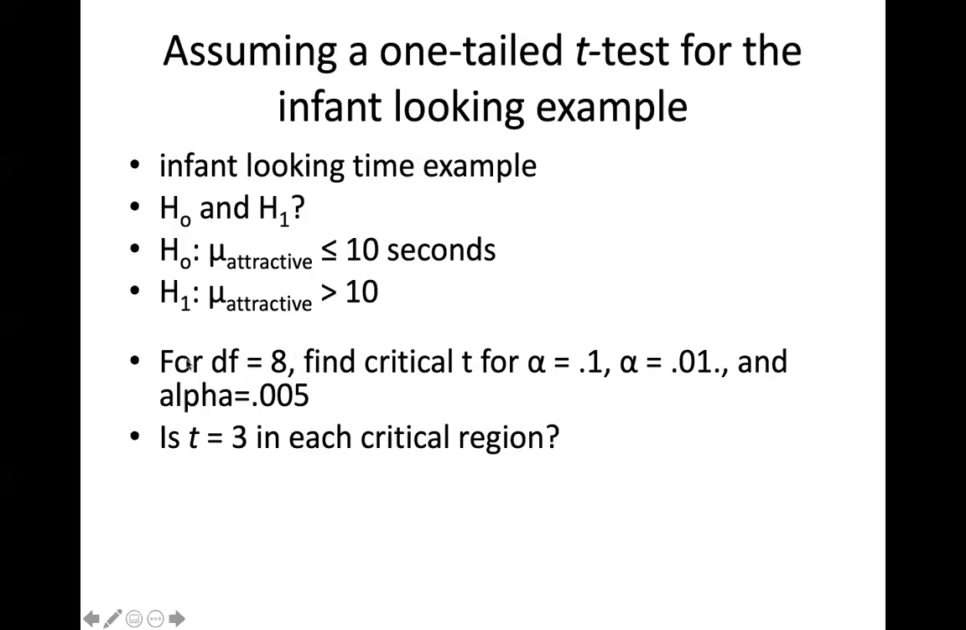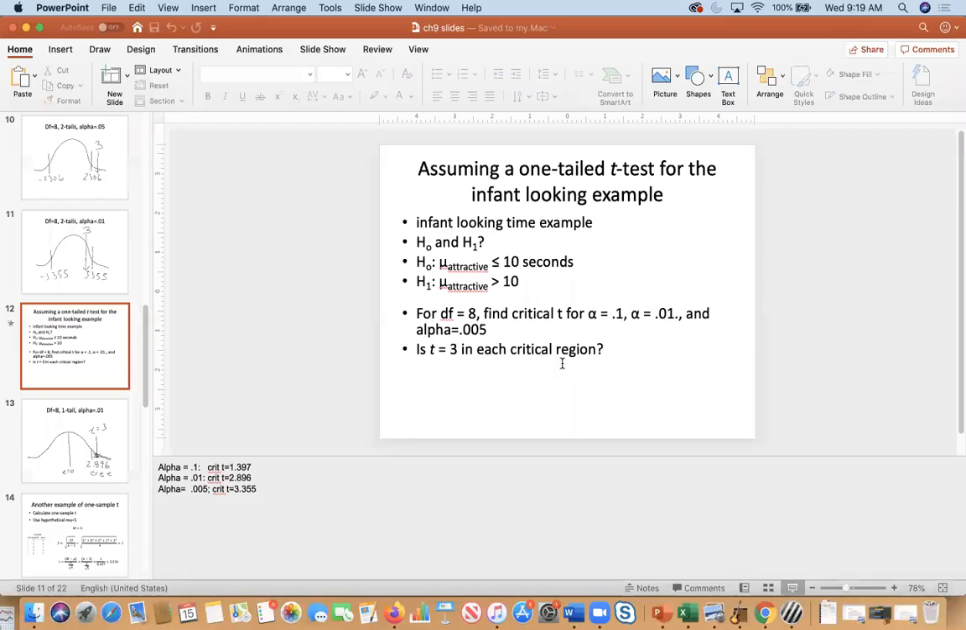The degrees of freedom are 8. One-tailed test, our alpha level is 0.1 or 10%. Someone tell me what the critical T would be for a one-tailed test, degrees of freedom 8, and the alpha level is 0.1. I will do the same.